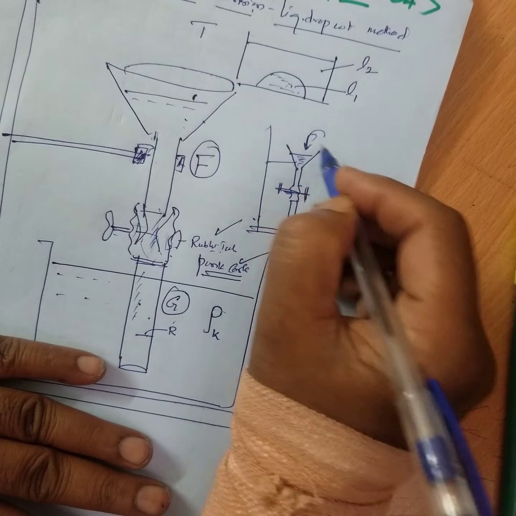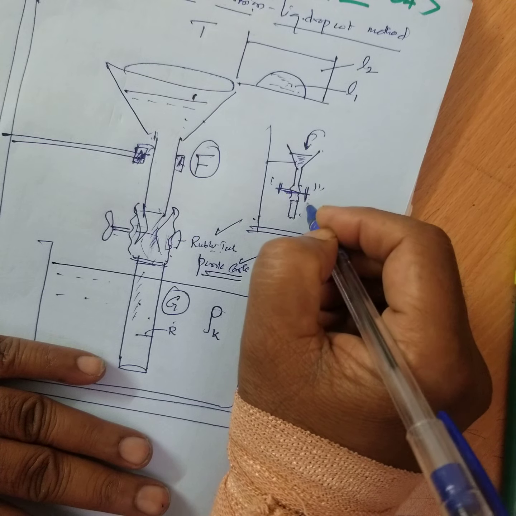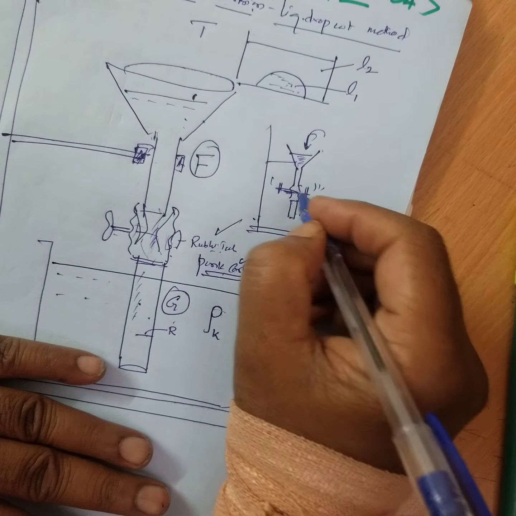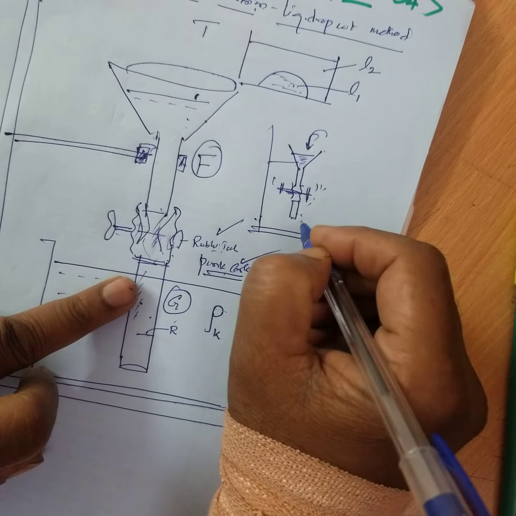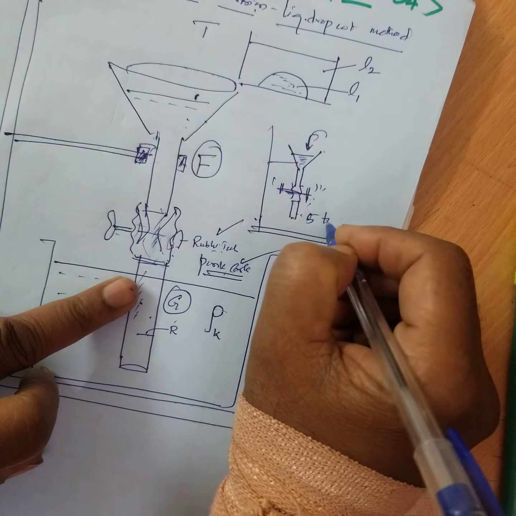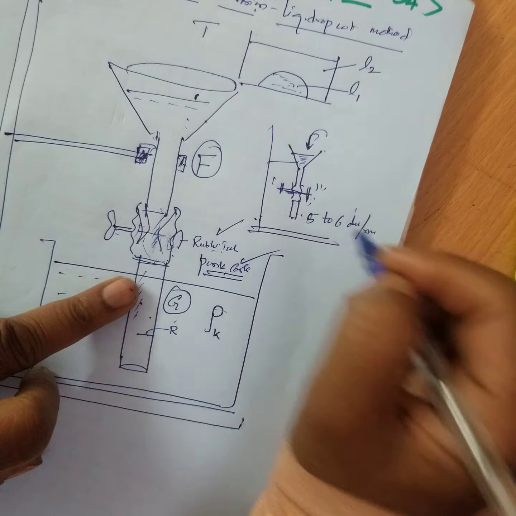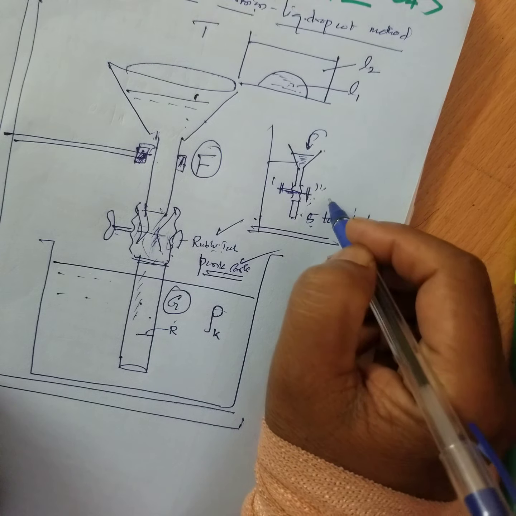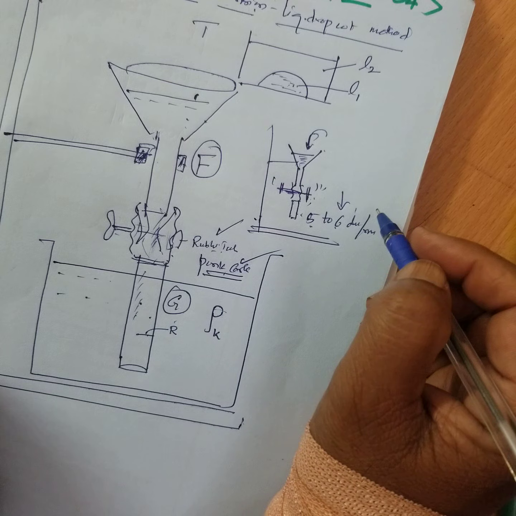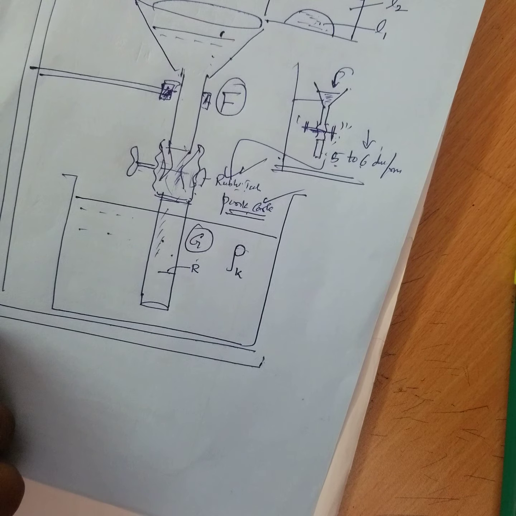Water is poured, and by operating the pinch cork, you can adjust the gap. Adjust the gap in such a way that 5 to 6 drops per minute flow down. Then you take it and keep it in the kerosene.